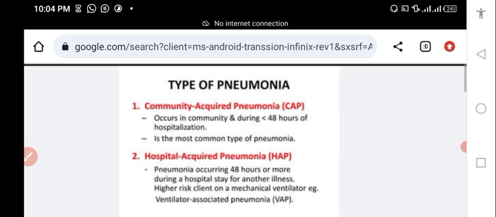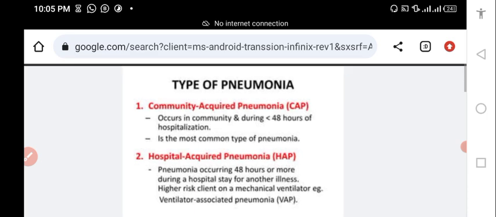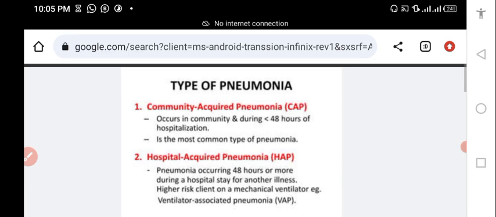Hospital acquired pneumonia occurs 48 hours or more after hospital stay for another illness, and there is a high risk of mechanical ventilation associated pneumonia, VAP. So these are the two types of pneumonia: community acquired pneumonia, which occurs before hospitalization or within 48 hours of hospitalization, while hospital acquired pneumonia occurs after 48 hours of hospitalization and stay in hospital.